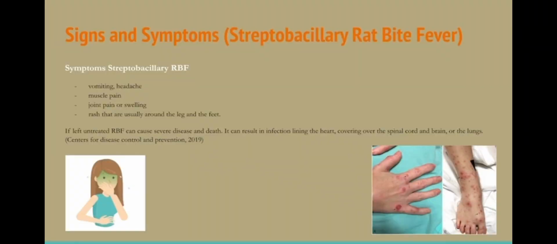Signs and symptoms of rat bite fever are vomiting, headaches, muscle pain, joint pain, or swelling. Rashes are usually around the legs and the feet, as is shown in the picture right here. If it is left untreated, it can cause severe disease and death, or infection in the heart, the coverings of the spinal cord and brain, or the lungs.